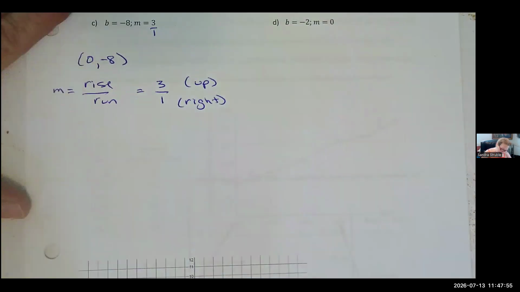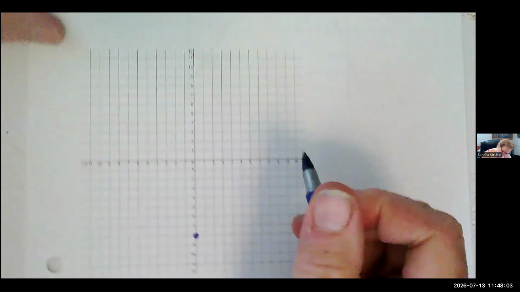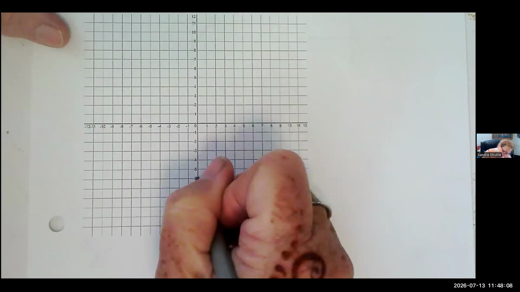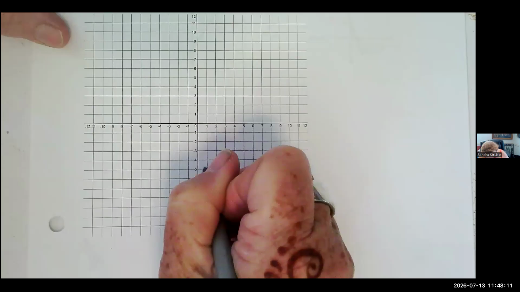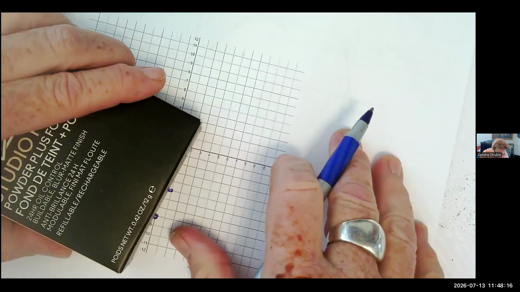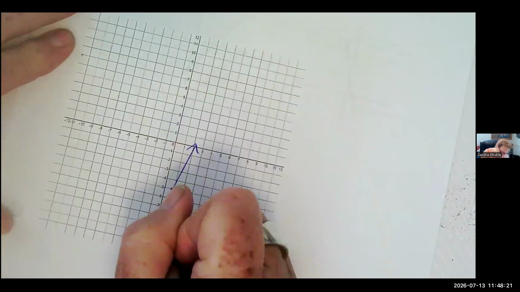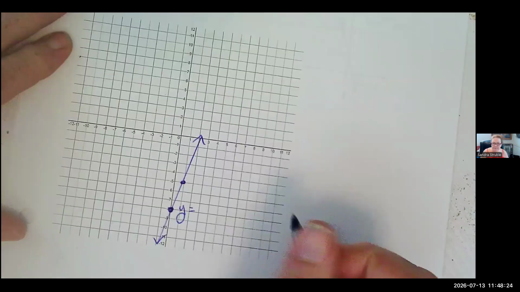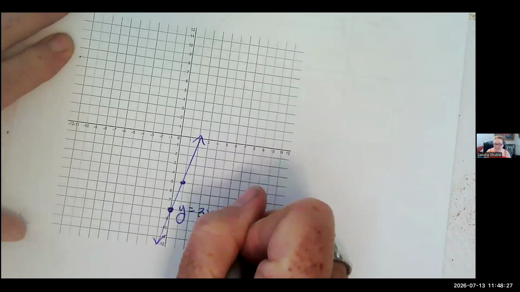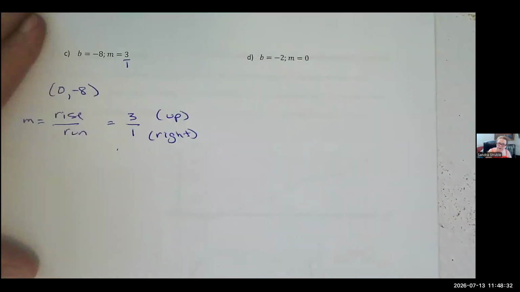So 0, -8 means my y-intercept is right here. And then I'm going to go up 3 and to the right 1. 1, 2, 3, and over 1. This is a positive sloped line because it is going up as I'm going to the right. Go ahead and label it y equals 3x minus 8, mx plus b.